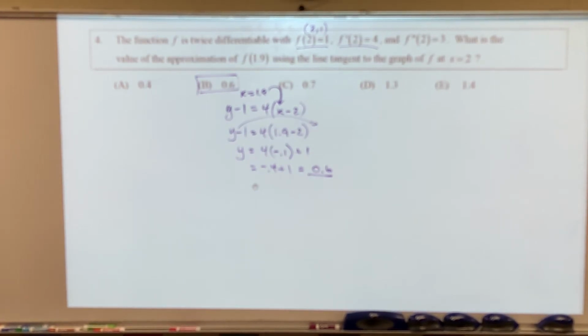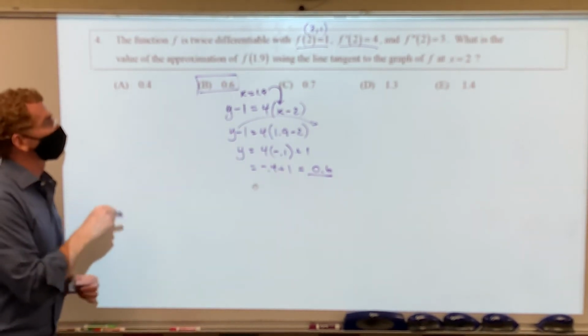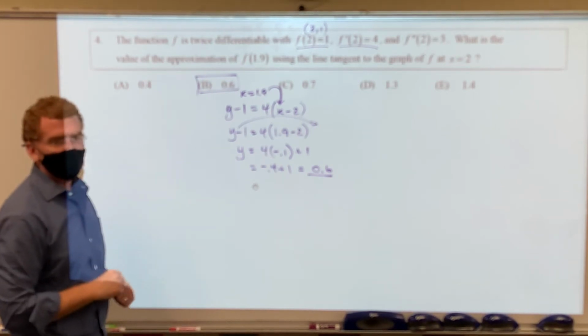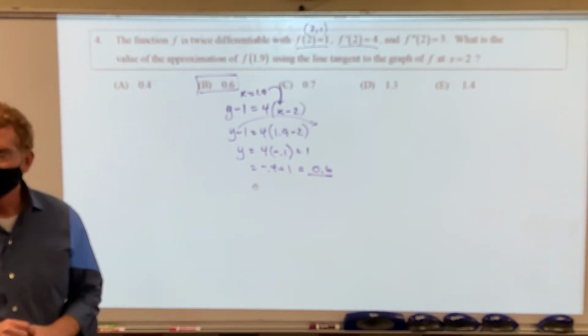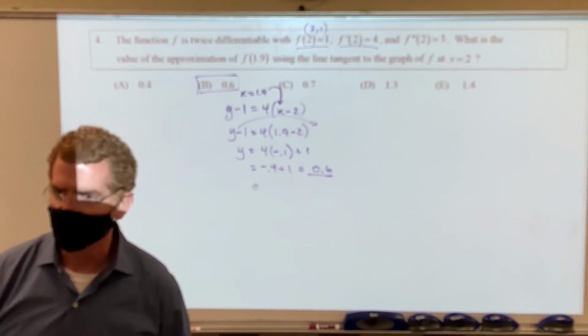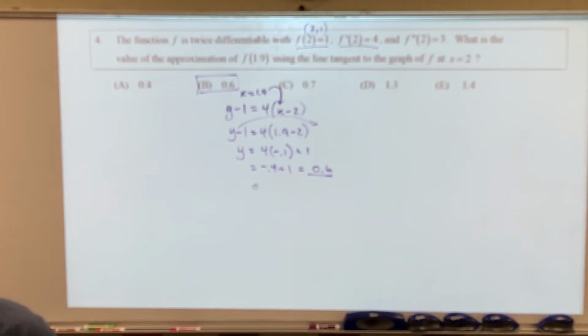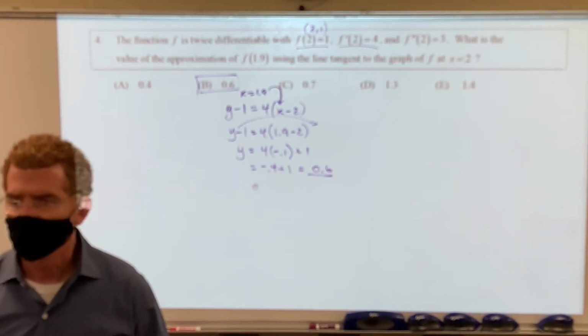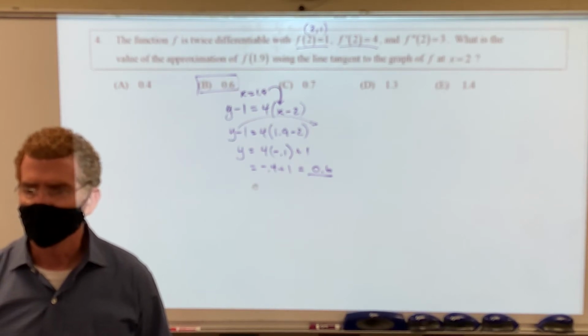Now, here's my question to you, which was not asked here. Is this an under approximation or an over approximation of the actual value that would have occurred at 1.9? Under. Why would that be? Because the tangent line would be going above it. Like the slope of the tangent line?